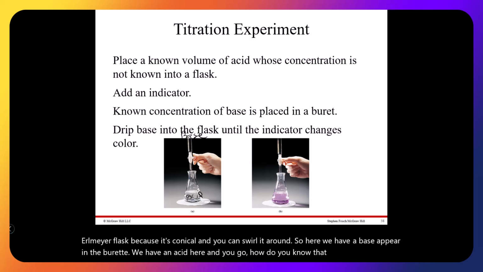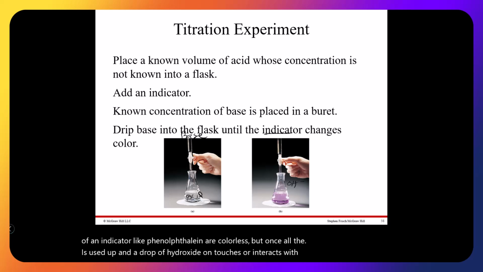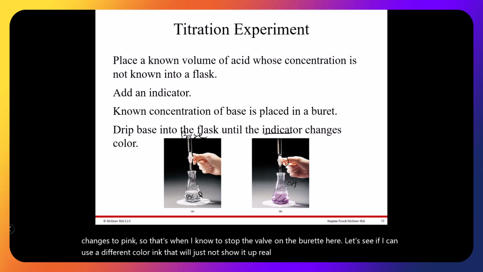Well, acids in presence of an indicator, like phenolphthalein, are colorless. But once all the acid is used up and a drop of hydroxide ion interacts with the indicator, it changes to pink. So that's when I know to stop the valve on the burette here. Let's see if I can use a different color ink here. That one just not showing up real well. All right, so that burette there, and that's the valve.